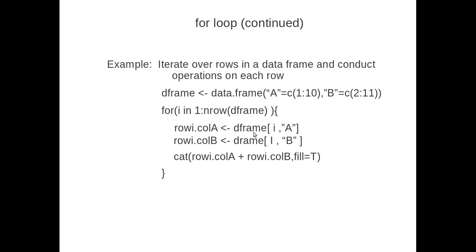So i is changing. The first time through the loop, we're going to subset row 1 and column A, assign it to this variable, and here we're going to extract row 1, column B. Next time through the loop, row 2, etc. This time we're going all the way to the number of rows. So here we're not having to predefine how many rows are in our data frame. We can make it more generic so that, say, if we're reading different size data frames in our program, we don't have to know the size ahead of time. This is a way of generalizing your code.